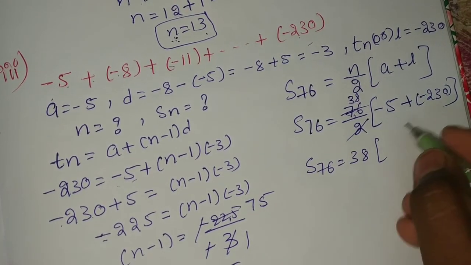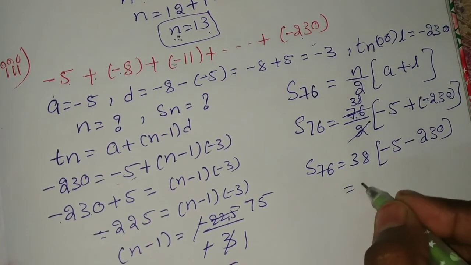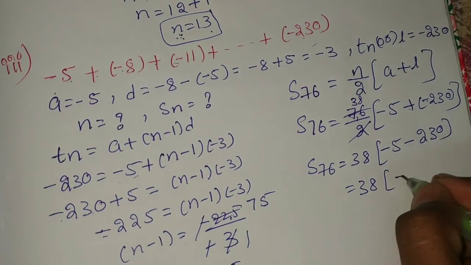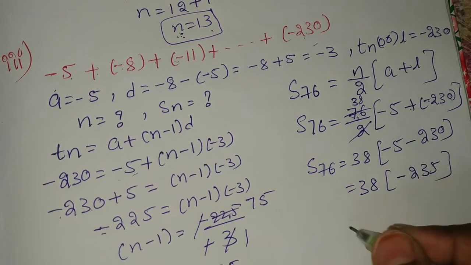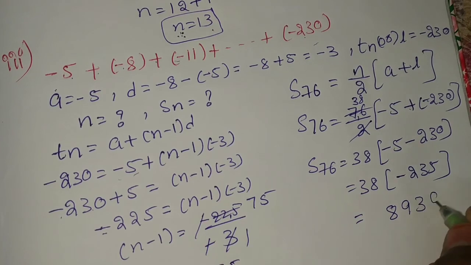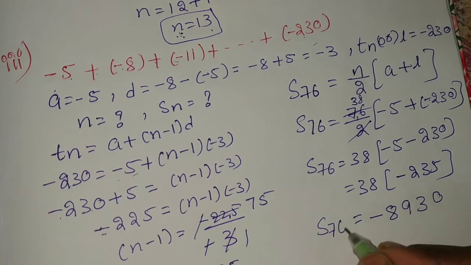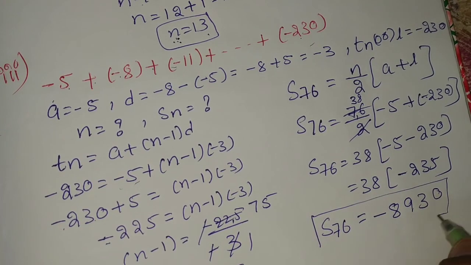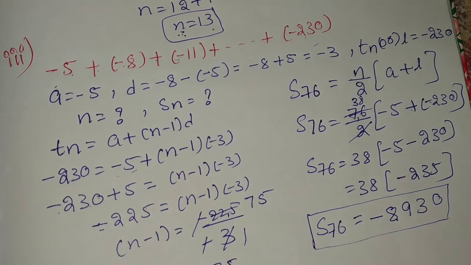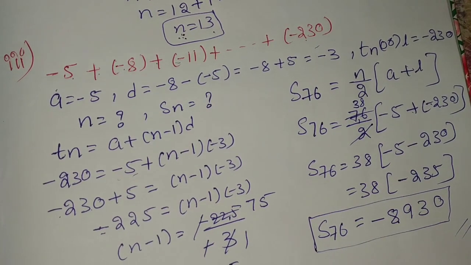38 into (minus 5 plus minus 230). So 38 into, what is minus 5 minus 230? We get minus 235. Okay, multiply that. If you multiply, we get 8930, and also we have a negative sign, so keep minus. Therefore the sum of 76 terms will be minus 8930. This is our answer. Are you getting? So please do practice. Before that, pause the video to note down.